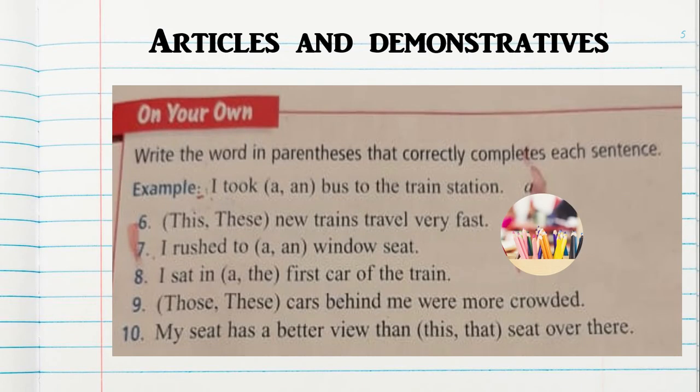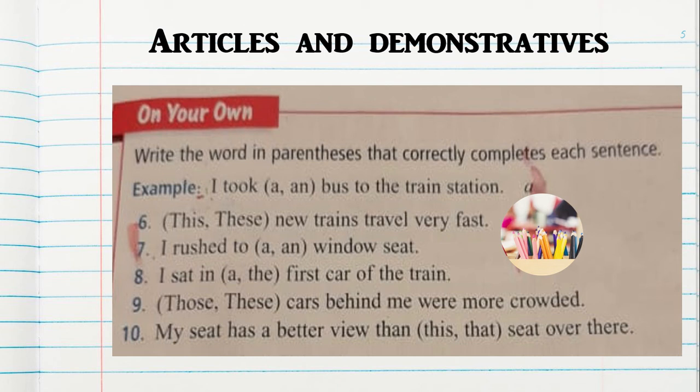Write the word in parentheses that correctly completes each sentence. It's almost the same as the other sentence. I took a bus to the train station. A bus to the train station. These new trains. Trains is in plural, so you have to pick these for plural.